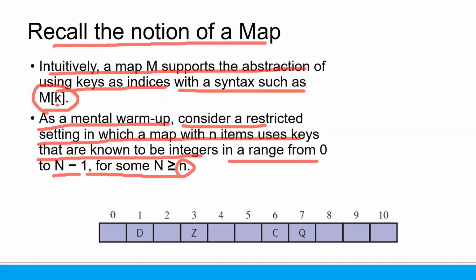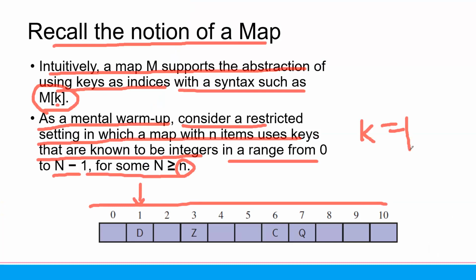So let's say I have this list, and in this list, I want to store the value. Let's say I want to store the value with k equals 1. I can just put it in index 1, and this is the value. If I have the key equal to 3, I put in this key, and this is the value. That's also the same when we use the map.